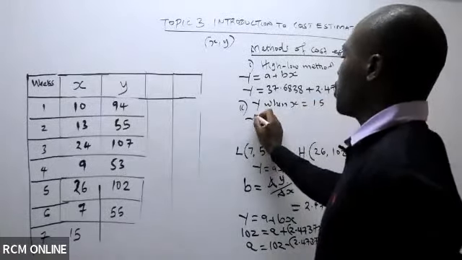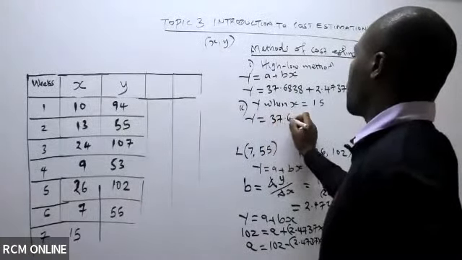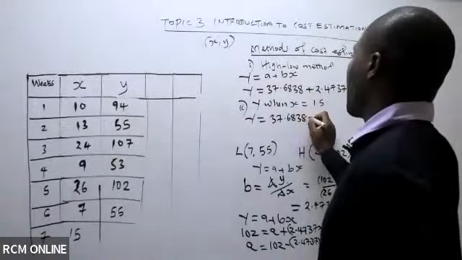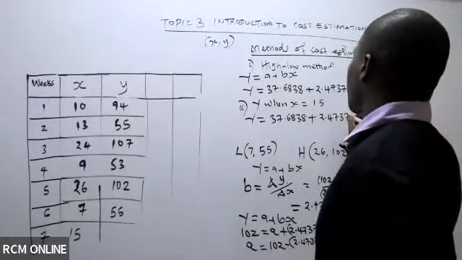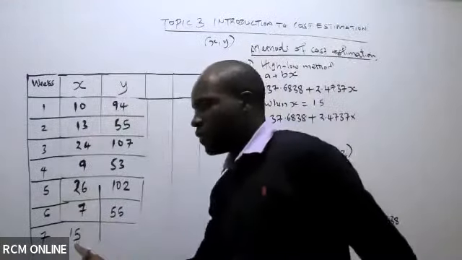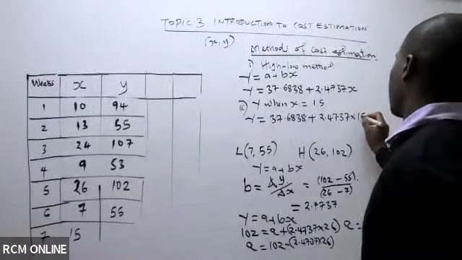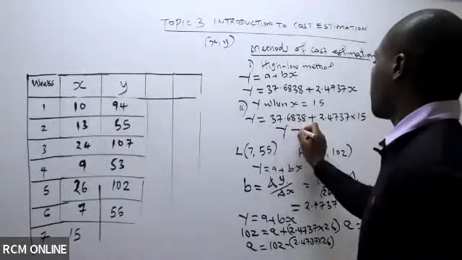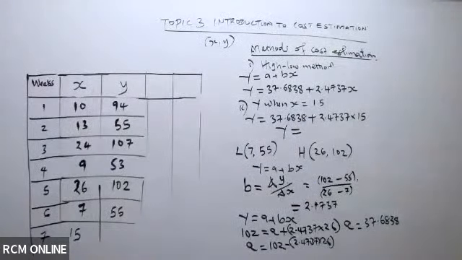So our cost function Y is equal to A, 37.6838 plus 2.4737x. What have we been told? When X is 15, what will be the value of Y? What are we getting?